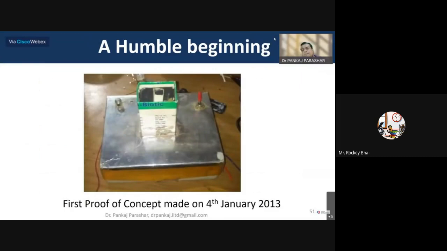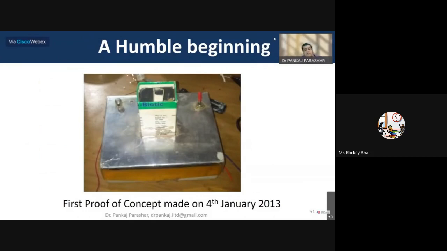So this was my first prototype. It was a cardboard box, and that's how the journey had started. From a cardboard box, then with some wires dangling here and there, I wanted to see whether the concept that I'm working on would work.